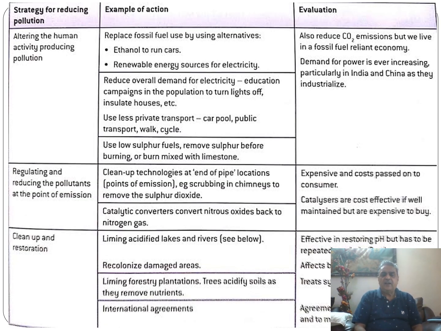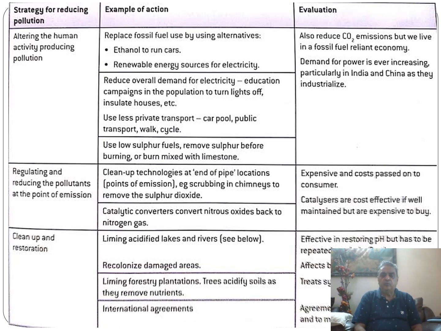In this slide, I have given the strategy for reducing pollution in one column, an example of action in the next column, and evaluation, how it is evaluated. I will just go through one of the points, altering human activity to reduce pollution. So what are the examples? How do you do it?